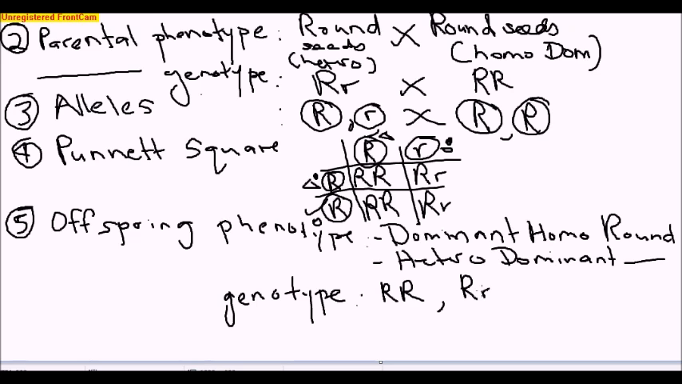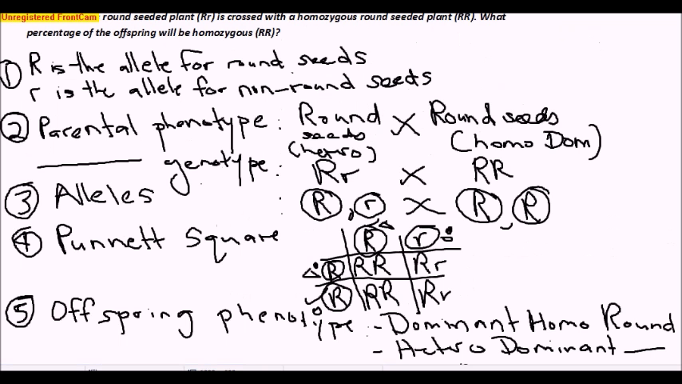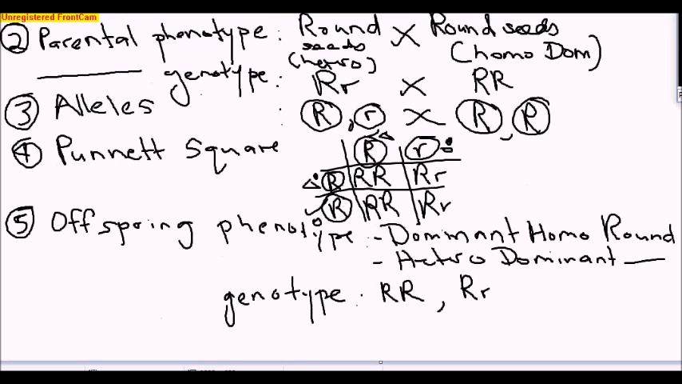So if we go back to the question, what has been asked? Okay, so if you look at the question, you want to know what percentage of offspring will be homozygous, big R, big R. For you to know that, right? So let's write it down. Step 6, percentage of homodominant.